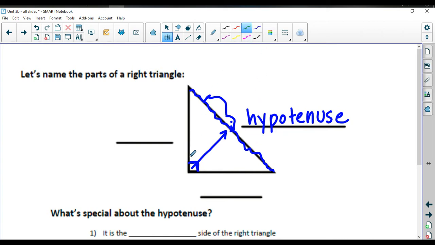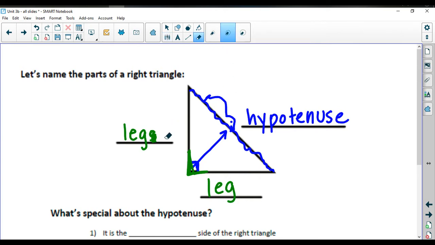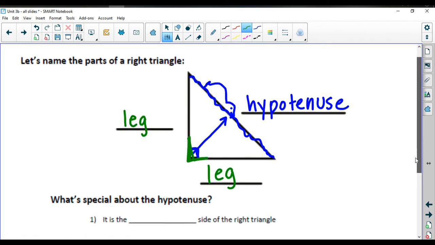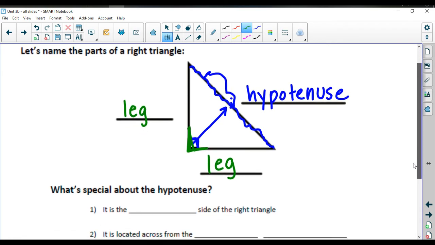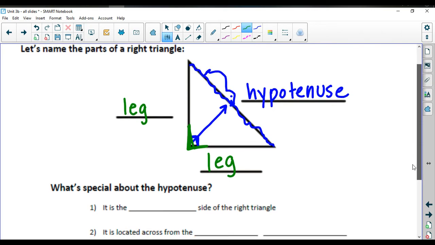These other two sides create the right angle, and right angles make L's. The easiest way to remember these is that because they make L's, they are called legs. So this is a leg. It's singular in this case. Legs together, but these are each independently called a leg. So the legs make up the right angle, and then you have the hypotenuse, which is across from the right angle, and that's the largest side for you.